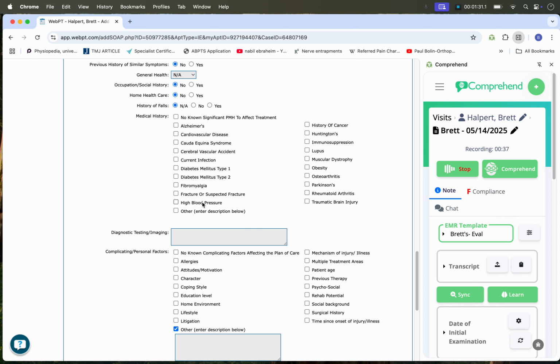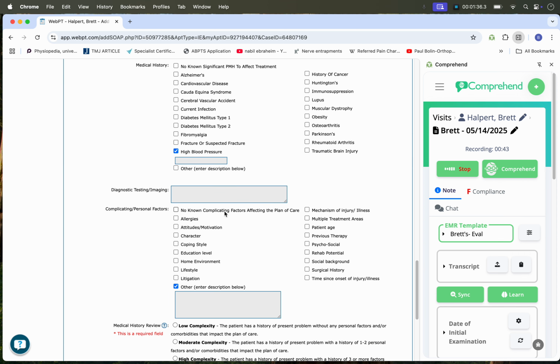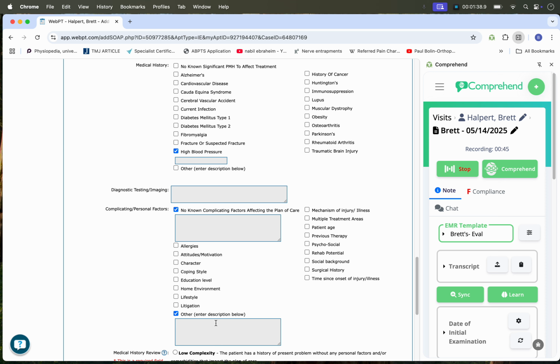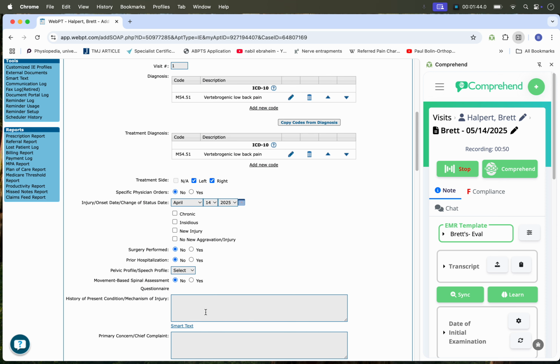Past medical history is relevant for high blood pressure. There are no complicating factors affecting the plan of care. Functionally, the patient's limited with lifting anything more than 20 pounds from the floor. He's limited with lifting his child. He's limited with any activity that has a higher impact, such as walking on uneven terrain and hiking. He has difficulty with twisting motions. His back pain's worse for the first hour of the day, and this makes it more difficult for him to get ready for work in the morning.